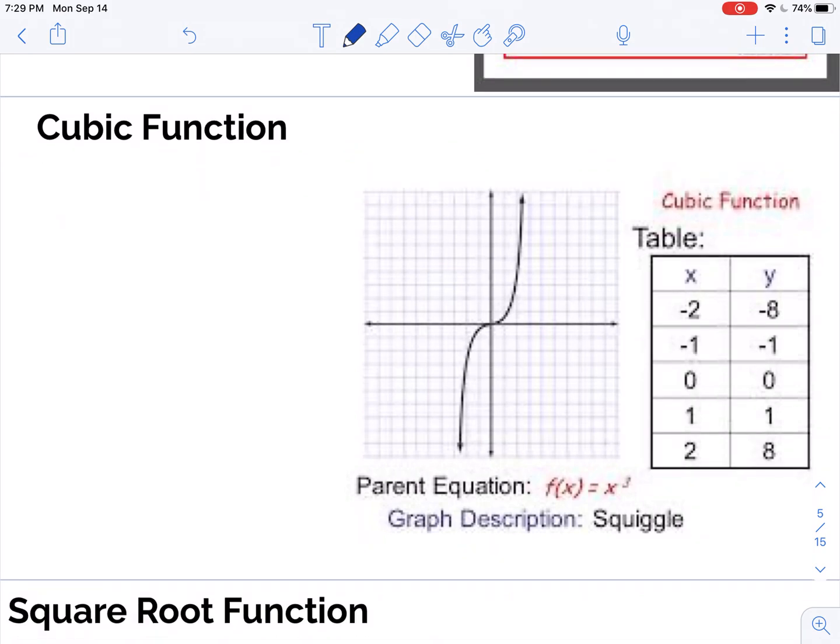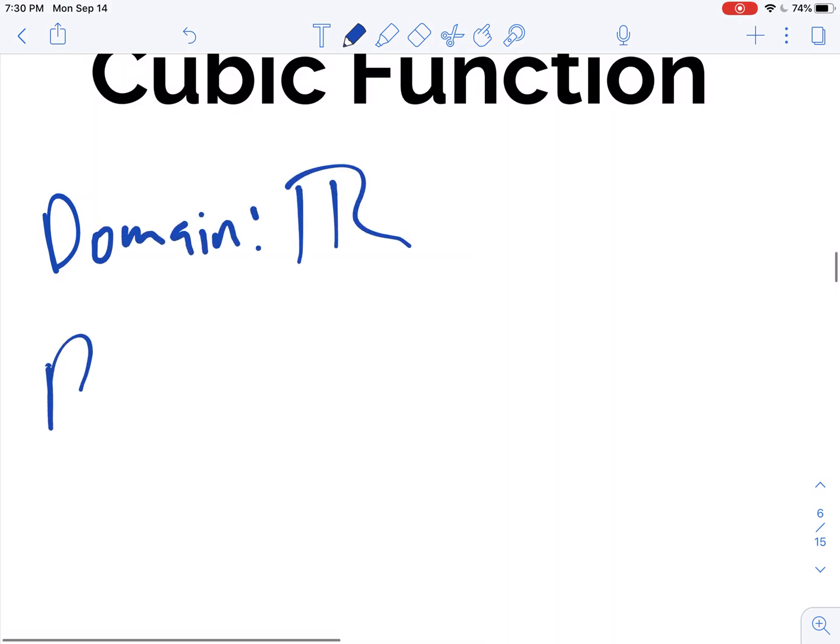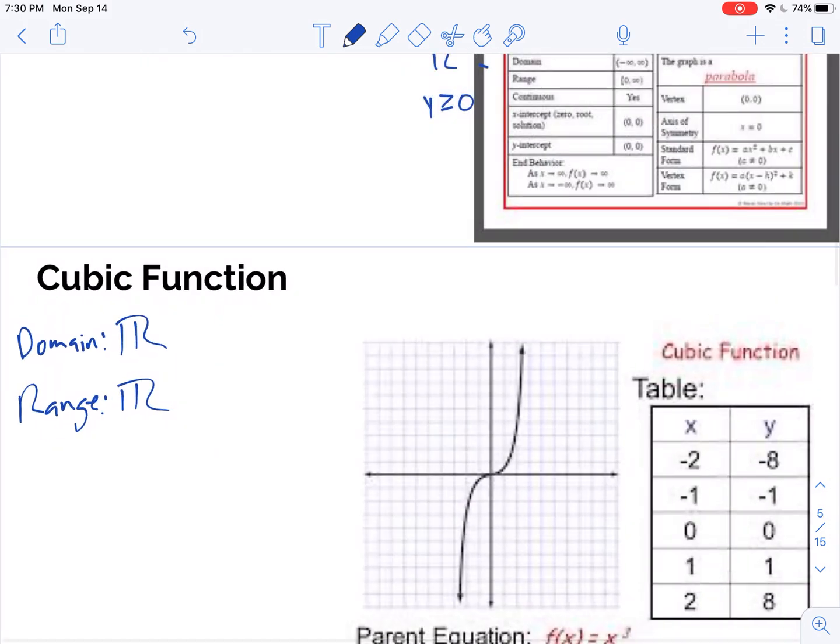Again, I stole this graphic off the internet. I've literally never heard anyone call a cubic function a squiggle until I stole this graphic. Some people call it a squiggle. Apparently it's a math teacher thing since I've been Googling how to teach this lesson. Some people call this a squiggle, some people just call it a cubic function. It is what it is. A cubic function, its parent equation is f of x is equal to x cubed. Here, again, you're going to have a domain of all real numbers and a range of all real numbers. When you have those arrows going in both directions, you're going to have that domain and range in both directions.